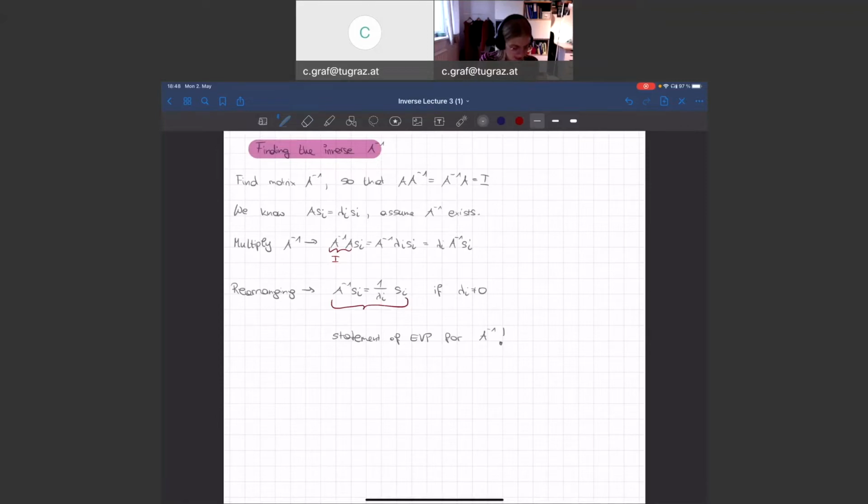So what we see here immediately is that the matrix A and its inverse have the same eigenvectors. And furthermore, we can note a statement about the eigenvalues. So the eigenvalues of A inverse are given as the reciprocals of the eigenvalues of the original matrix A.